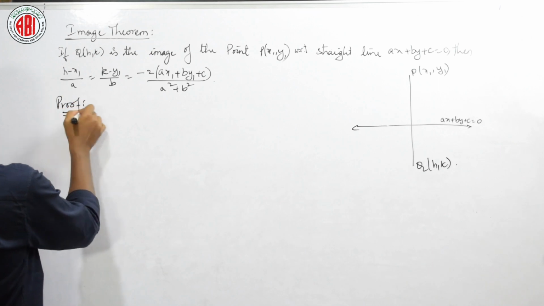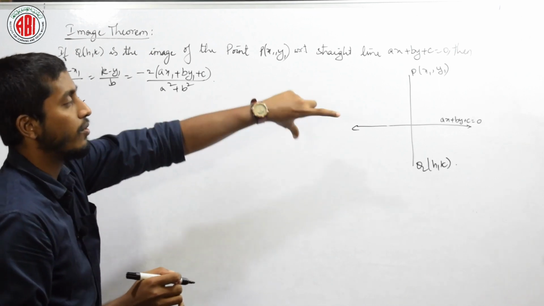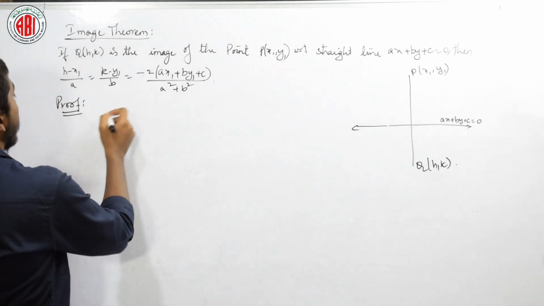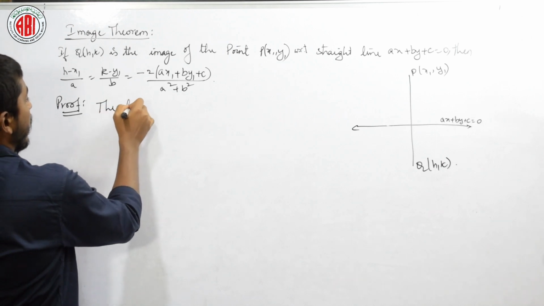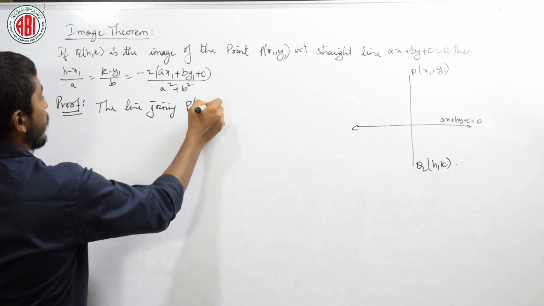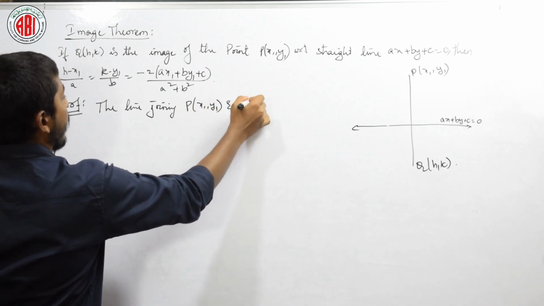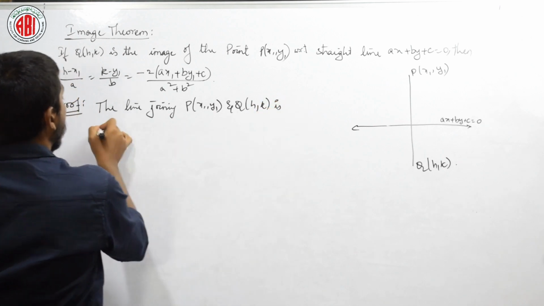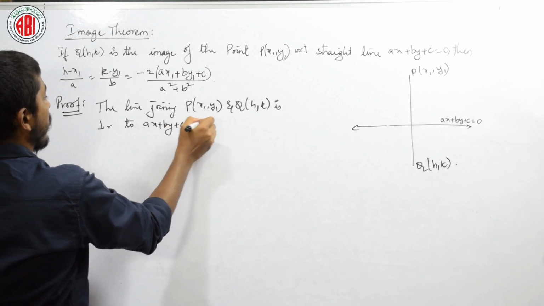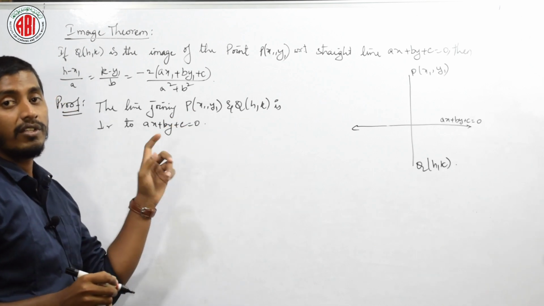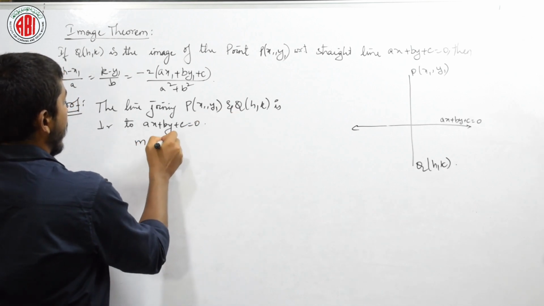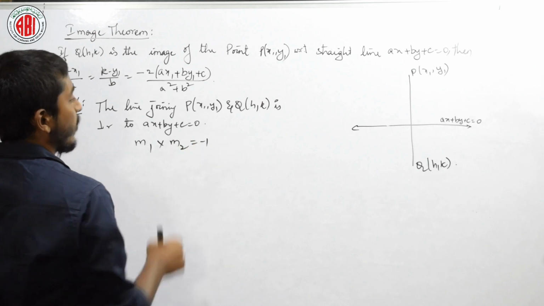See here, the proof is that the slope of this PQ is perpendicular to the slope of ax plus by plus c. Then what is the condition? Here the line joining P(x1, y1) and Q(h, k) is perpendicular to ax plus by plus c equal to 0. Then the product of the slopes is equal to minus 1. What is the slope of this? Let us say m1, the slope of the second line is m2. Let us substitute in that.